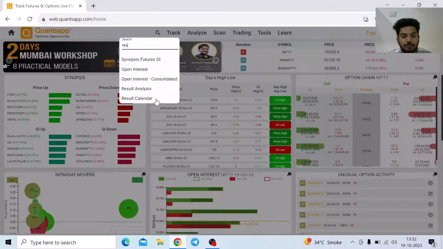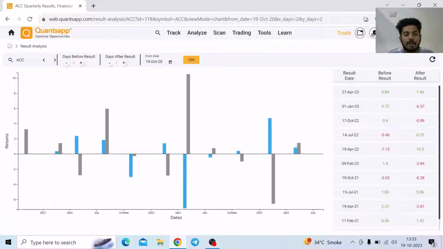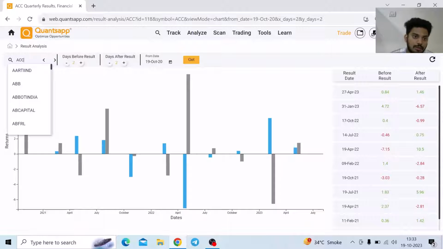Now one more thing that we can do is the result analysis. Okay, so what it is trying to show us is how a stock behaved n number of days before the results and n number of days after the results. So let's say result day is this day, how it behaved 2 days before the result, how it behaved 2 days after the result. So result day is the comparison point, how it behaved before and after. So now what I want to achieve from here is, so you see something like Reliance.